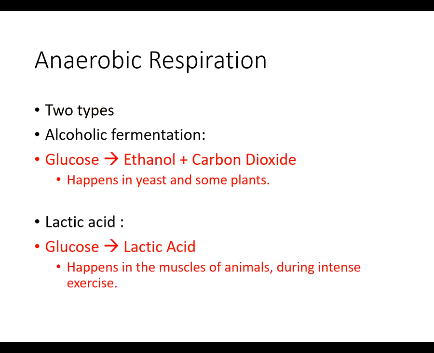Now, there's 2 types of anaerobic respiration. Anaerobic respiration is respiration without oxygen. And in animals, it takes place under extreme exercise regimes when you can't get enough oxygen into the body. But in other organisms, such as yeast and some plants, they can carry it out whenever they like to. So, the 2 types of anaerobic respiration are alcoholic fermentation. This is when the organism takes glucose and no oxygen and produces ethanol and carbon dioxide. We use that to help make bread rise, to help make beer, champagne, things like that.